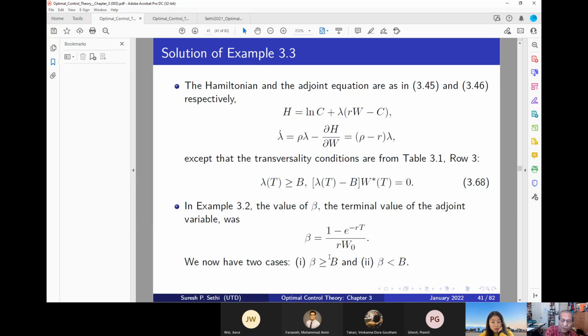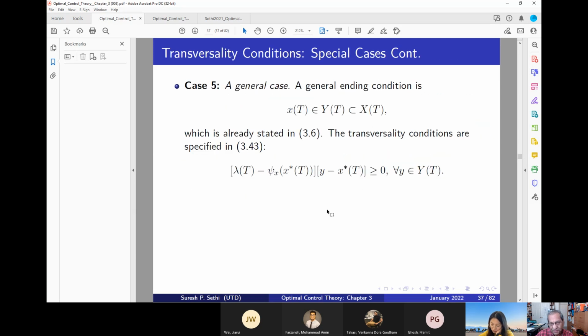We already know the solution of the problem from the previous example, which is example 3.2. So the only thing that remains to be done is what if b is sufficiently large? Sufficiently large means now it becomes strictly bigger than beta. Well, if it's strictly bigger than beta, then notice what we do in example 3.2.